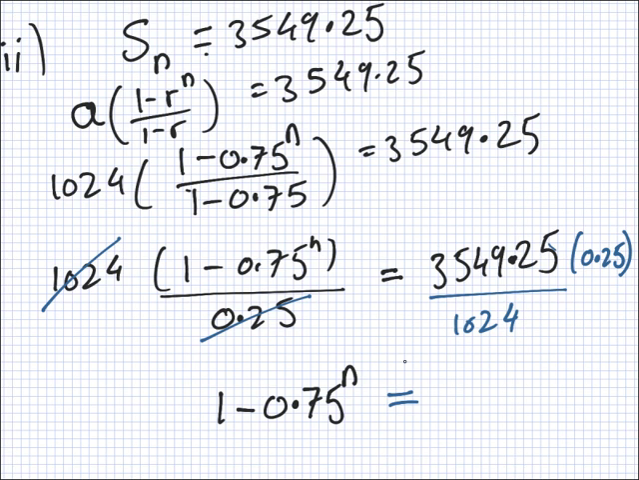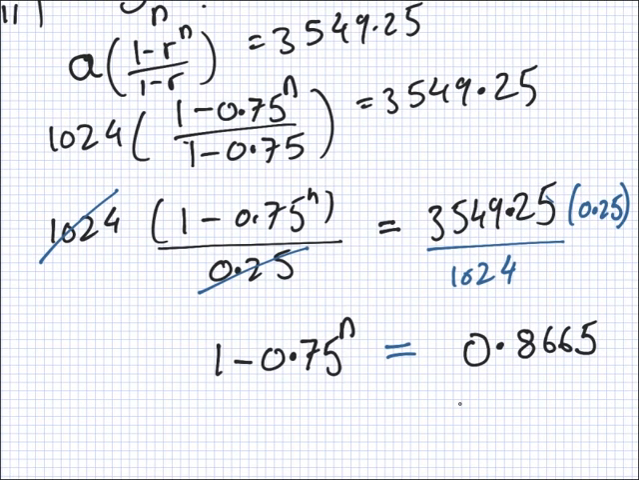It's 0.8665. Are you sure? 3549.25 times 0.25 over 1024. I was expecting it to be bigger. Okay.